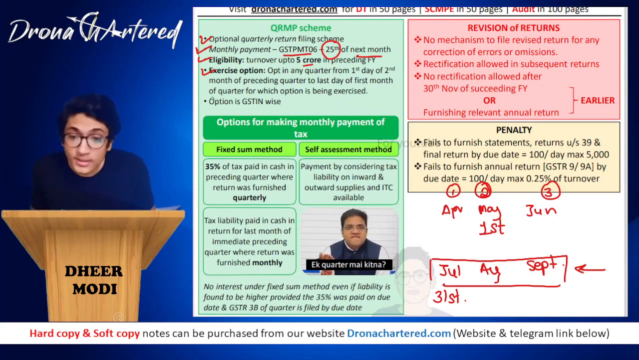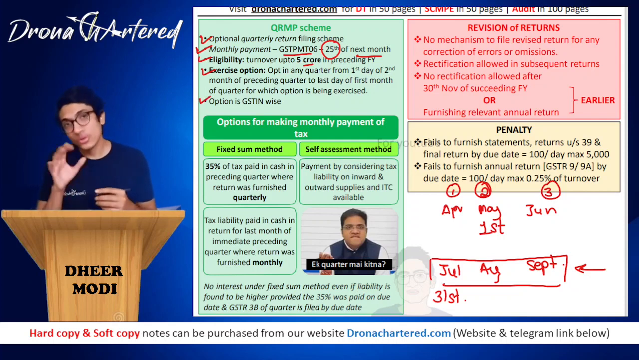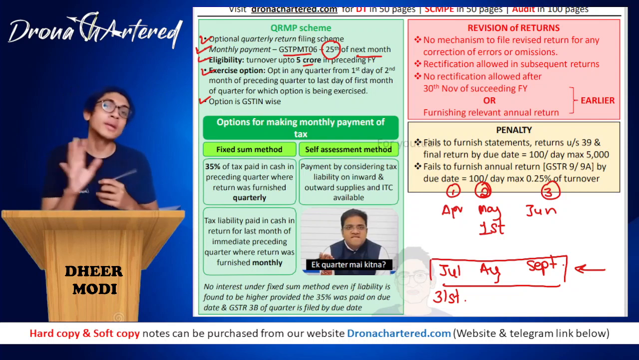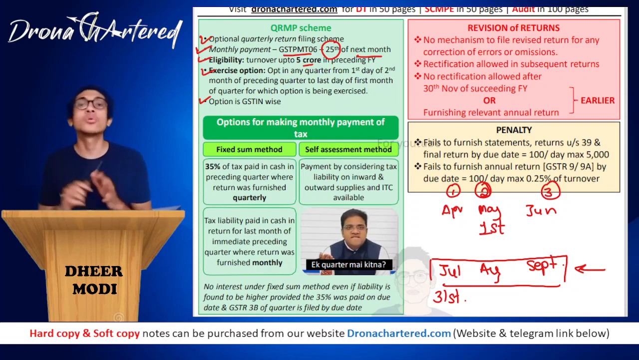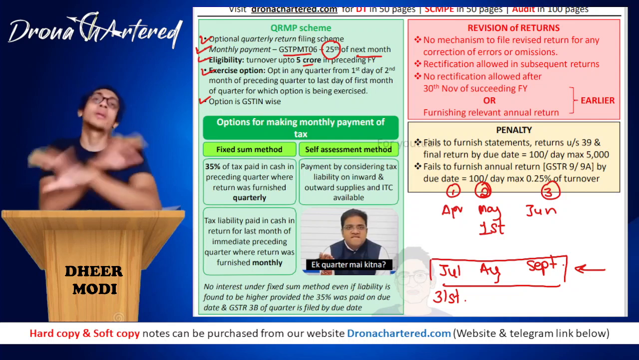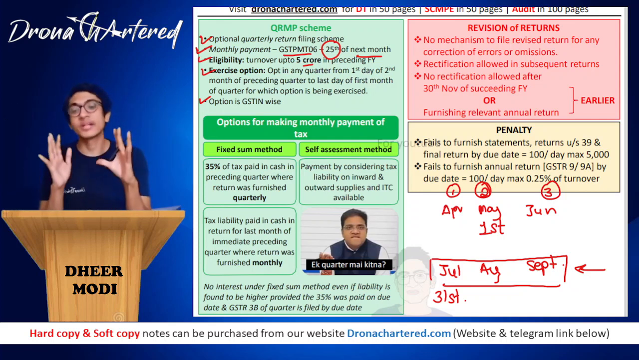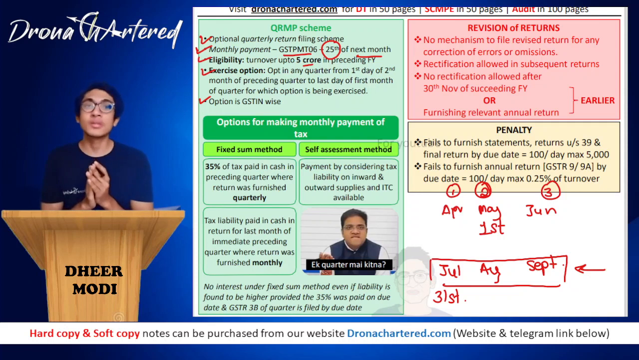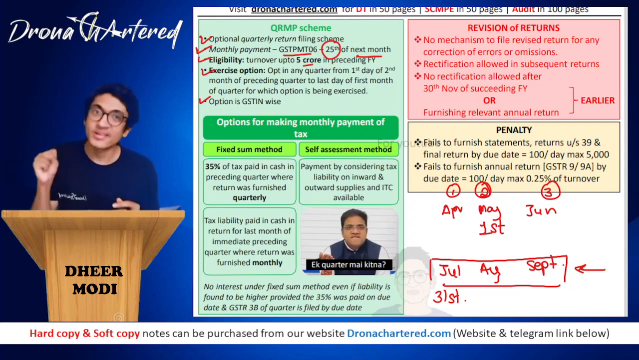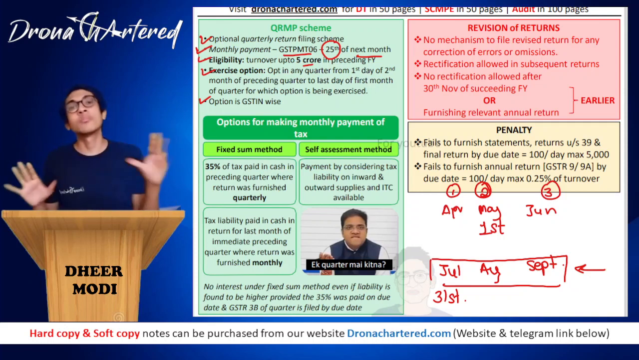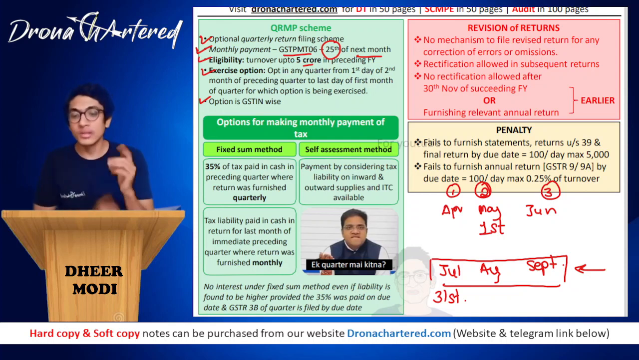Okay. Next is option is GST and Y. That means you can take it for some GST numbers, and for some GST numbers you might continue to do the normal monthly return. That does not mean that one PAN number and all the GST numbers connected with that PAN number have to take QRMP scheme. It is possible that in Maharashtra I am doing QRMP and in other states I am not doing QRMP. I am under the normal scheme.